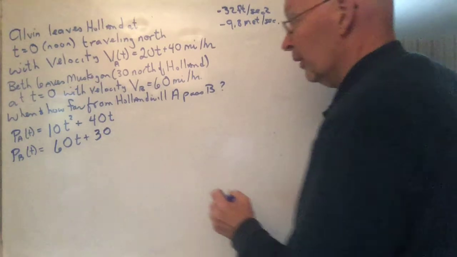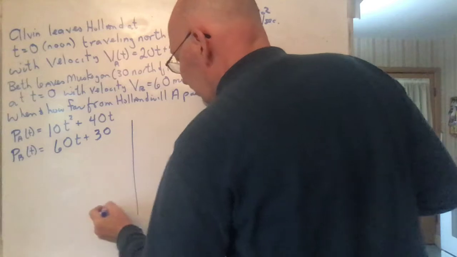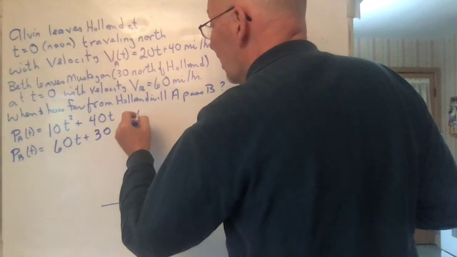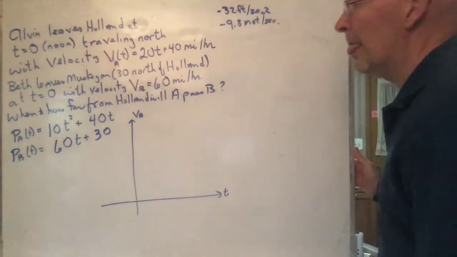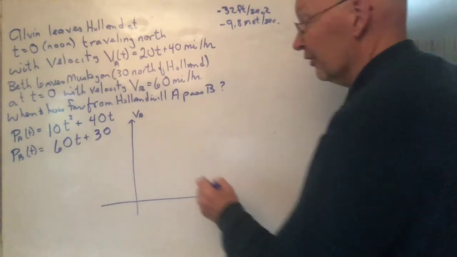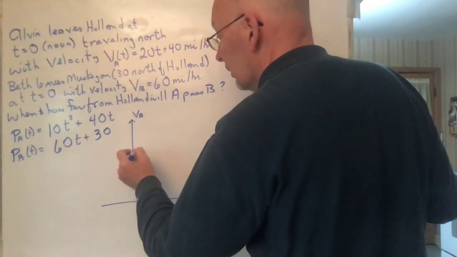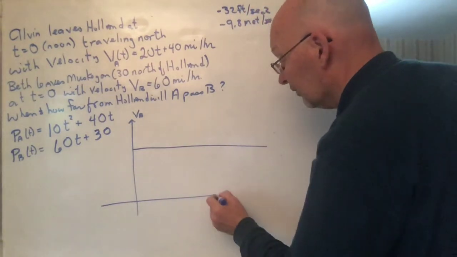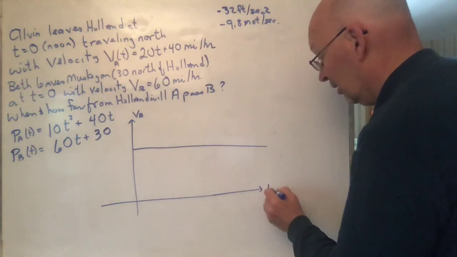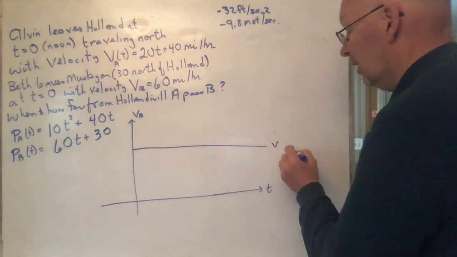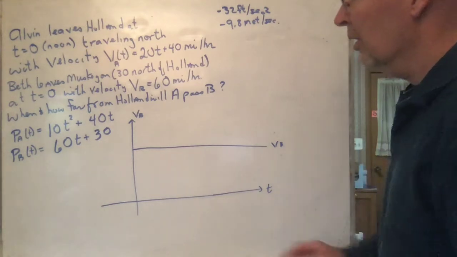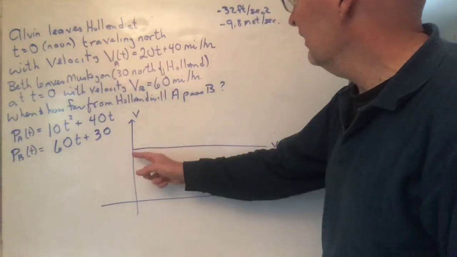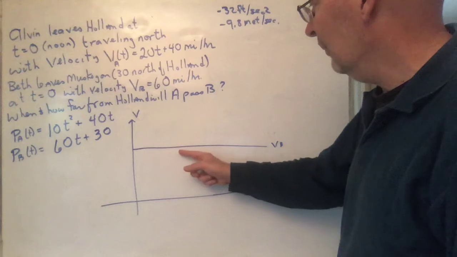So anyway, here's what I want you to notice. If we graphed Beth's velocity as a function of time, notice it would be pretty boring. In fact, I'm going to put them both on the same graph. I think that's going to be advantageous. So this one right here is v sub b, her speed, so this is just velocity right here. Her speed at any time just stays 60.